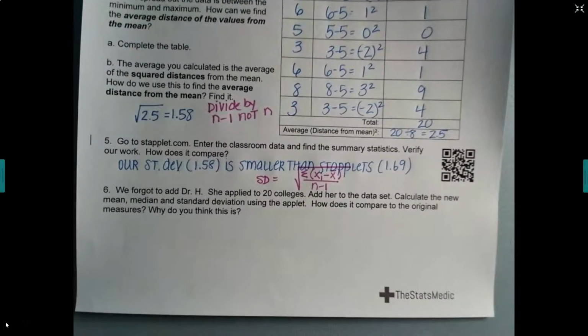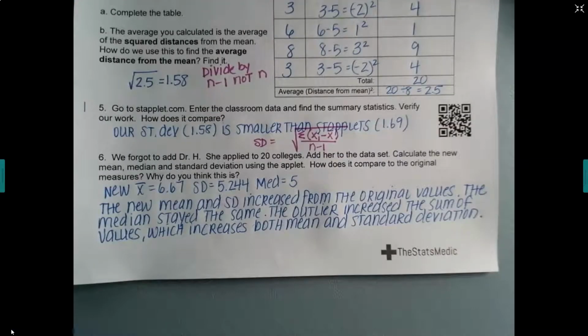Now, the next thing I want you to do is go back to Stapplet and include my information. It says I applied for 20 colleges. So go back to Stapplet and do the edit inputs and add 20 onto the end of the list and calculate the new median, new mean, and new standard deviation, and how do they compare to the original measures, and why do you think that? All right, so for the new mean, I got 6.67, standard deviation 5.244, and the median is still 5.